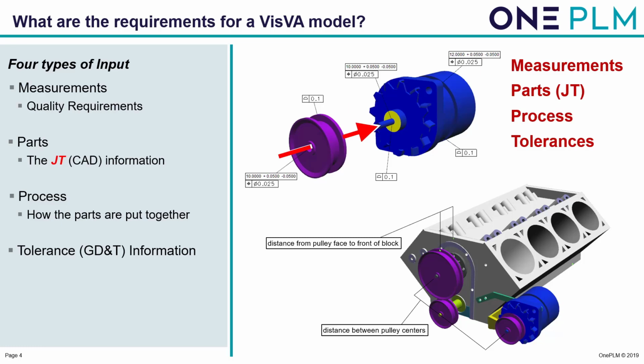The one thing that ties all these inputs together is features. Holes, pins, surfaces. Features that can locate or constrain one part to another, or can be measured. And because VisVA is integrated with Teamcenter Visualization and JT, the CAD digital twin, the features are virtual. We can select them directly from the screen, and creating a model is an interactive process.